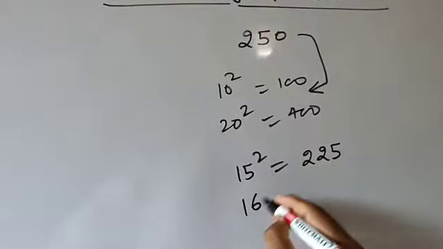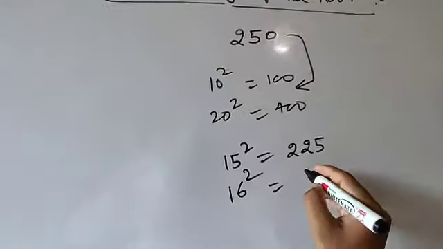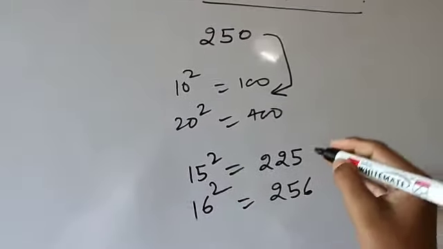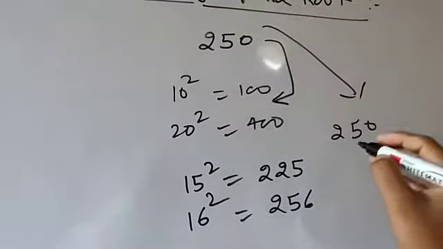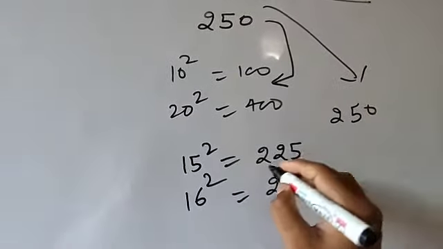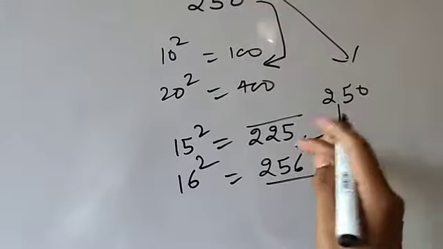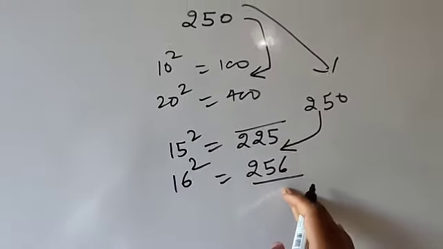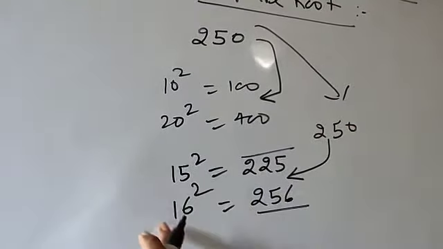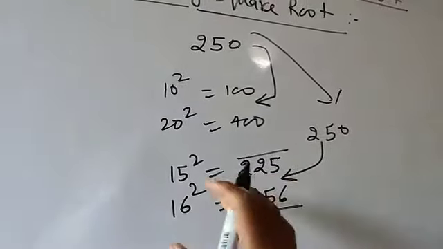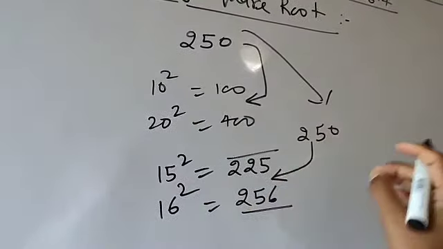And now 16 square is equal to 256. Whatever number was given, that is 250. So 250 is greater than 225 and less than 256. It means it will exist between 225 and 256. So the square root of 250 will exist between 15 and 16. It means the square root of 250 will be 15 point something.